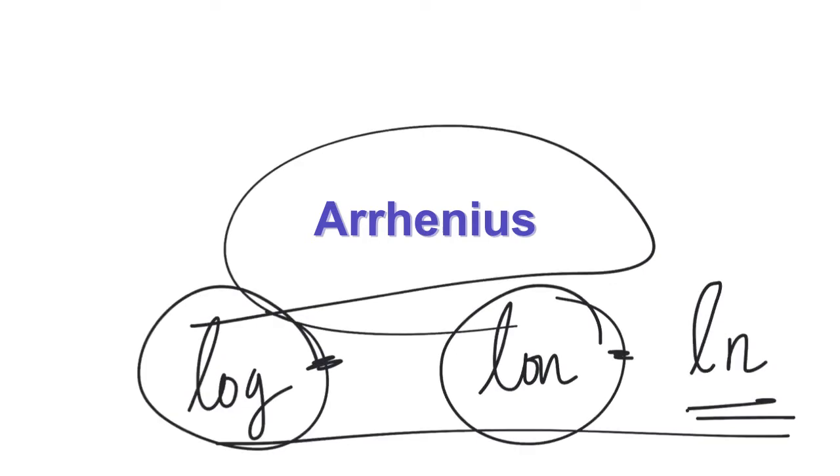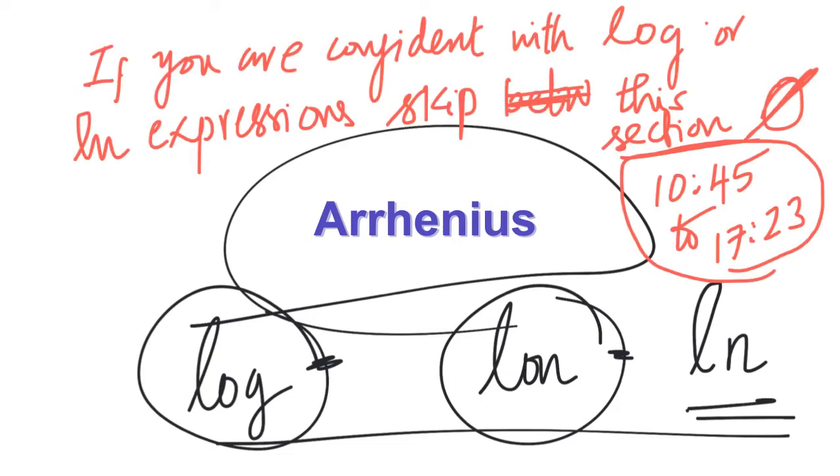Those who are doing maths at an advanced level will find that not necessary, so you may want to skip the video. Skip the video between these times, 10:45 to 7:23. The rules and ideas about logs and lns are covered there. You can skip this section.